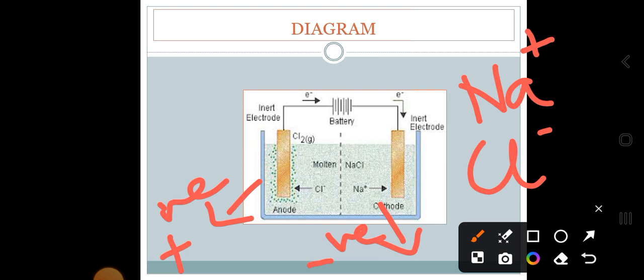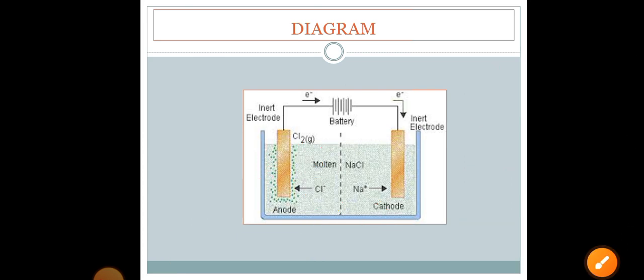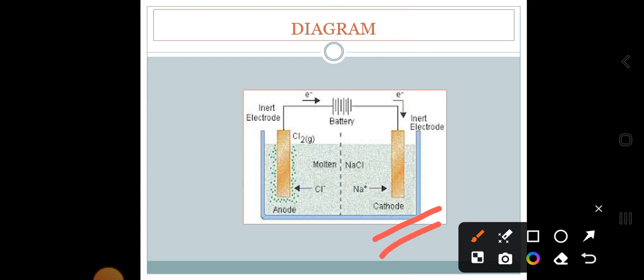So now it's obvious that when there is a positive charge electrode or a positive terminal, the negatively charged ion will be attracted. So which is the negatively charged ion? Chloride ion. So chloride ion will start moving towards the positively charged electrode. Similarly, on the other hand, we have the cathode. Cathode is the negatively charged terminal. So to the negatively charged terminal, which ions will get attracted? Obviously, the positively charged ions, that is Na plus.